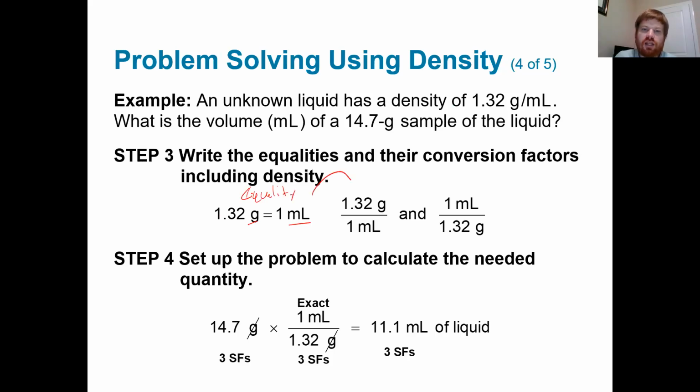And then from our equality, we can determine our conversion factors: 1.32 grams per 1 milliliter and 1 milliliter per 1.32 grams. Then all we have to do is set up the problem. 14.7 grams times, well, we need milliliters, so that's going to be in the numerator. Grams is going to cancel out, so that's in the denominator. So times 1 milliliter divided by 1.32 grams. And we end up with, to three significant figures, 11.1 milliliters of liquid.